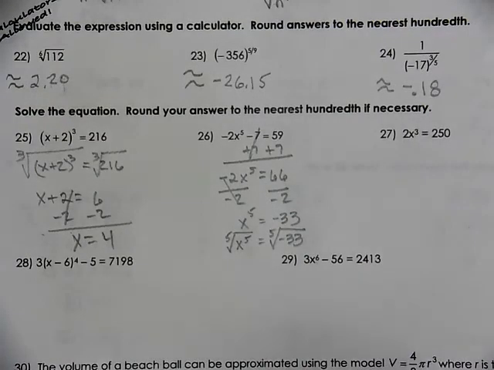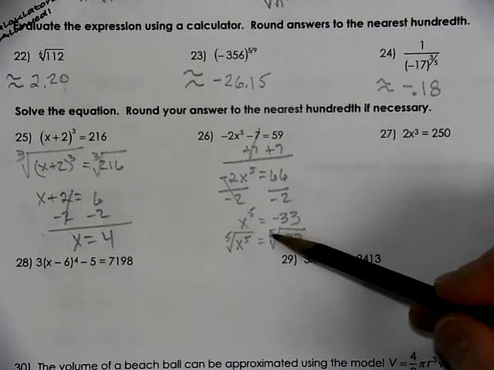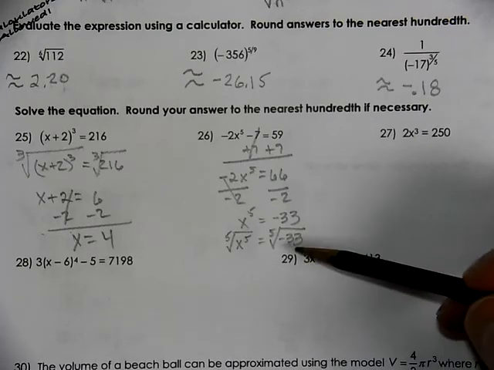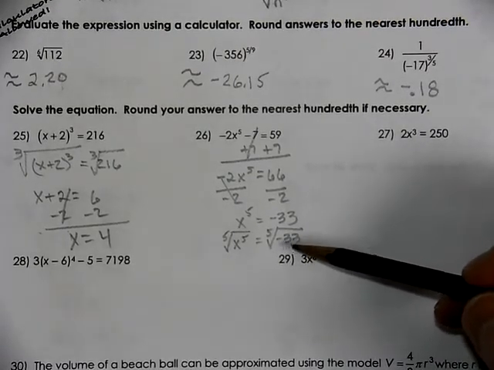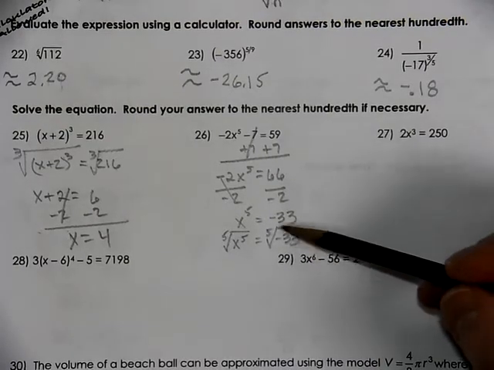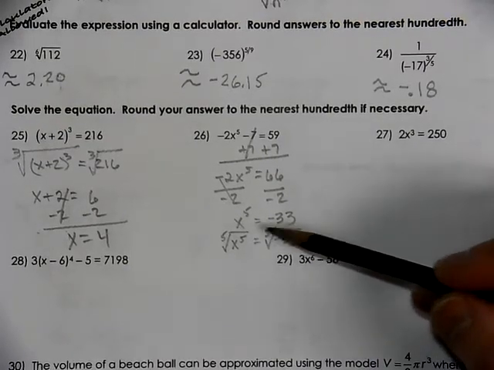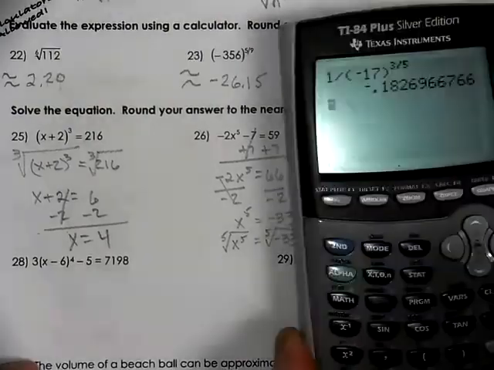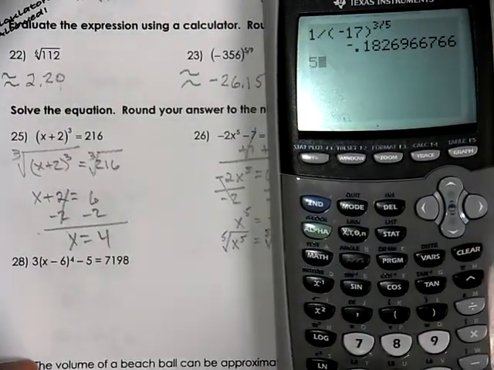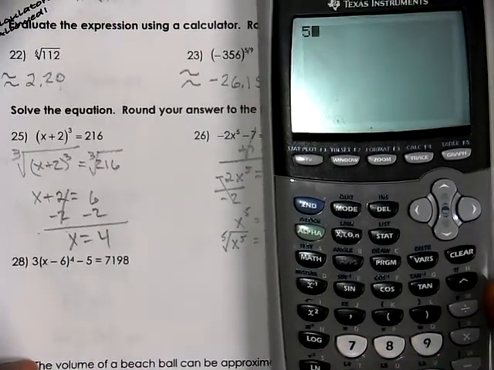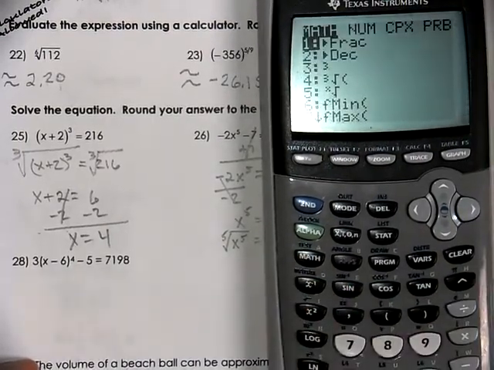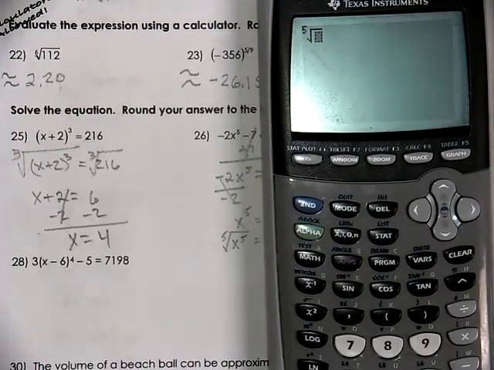Now, because the index, 5, is an odd number, we can do that to a negative number. You cannot take the square root of a negative, but you can take any odd root of a negative. So we plug in the number 5, hit math, down to number 5, and plug in our -33.